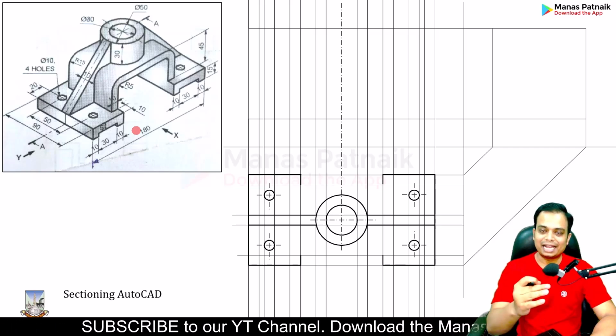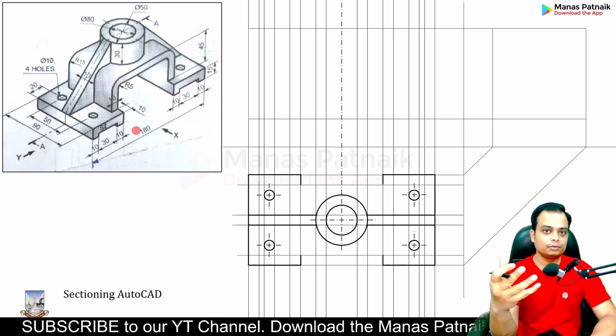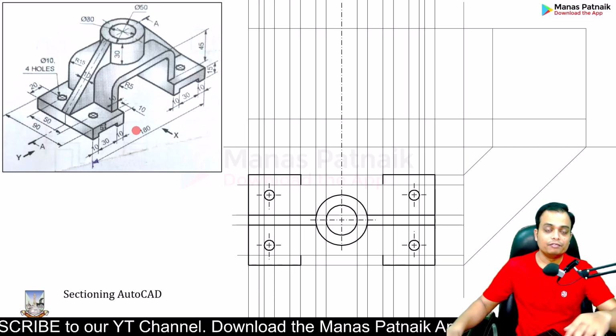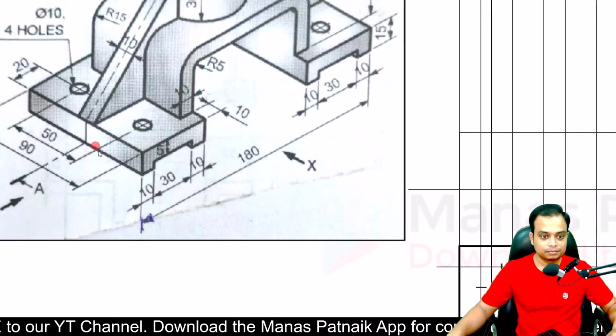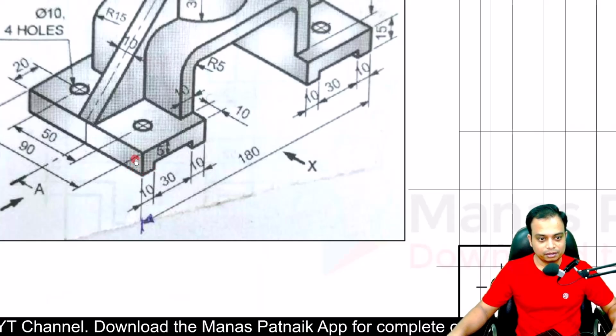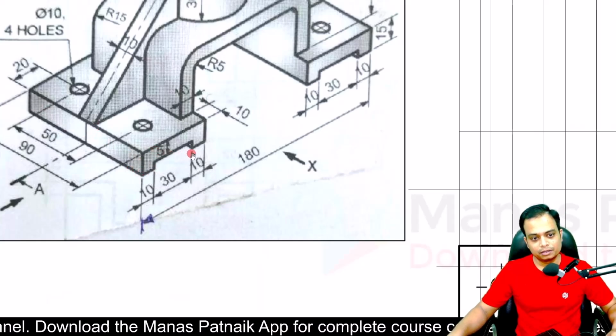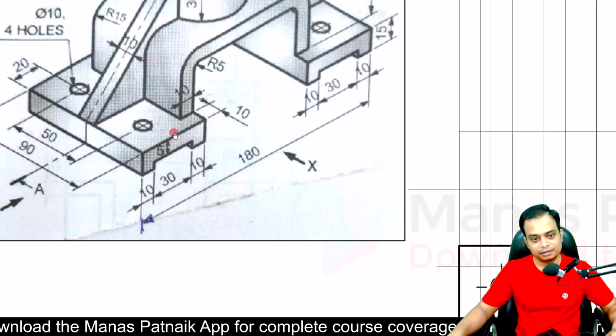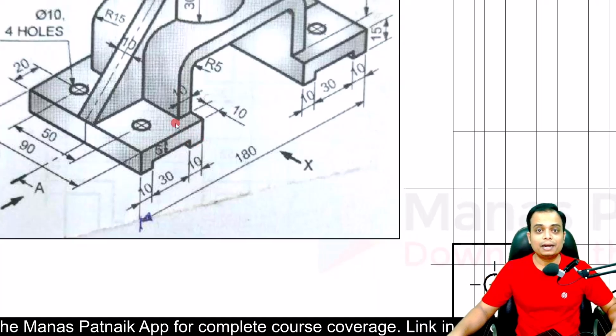hidden dashed lines. Dashed lines are used to represent the hidden edges. Where are those hidden edges? Sir, there is a hidden edge over here which goes right till the back. Then there is a hidden edge here and here. Then there is a hidden edge here. So there are plenty of hidden edges.